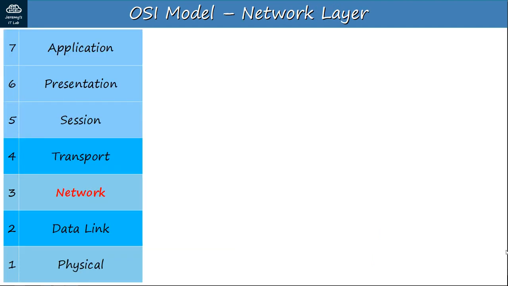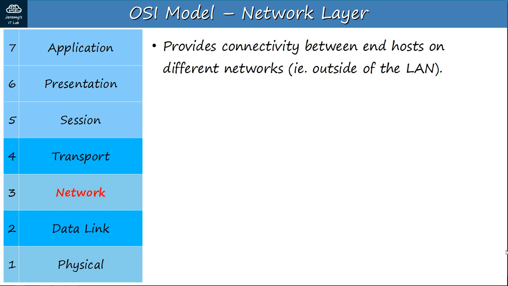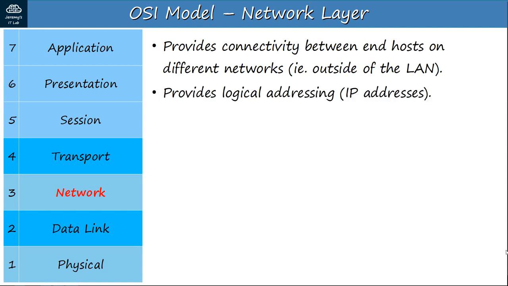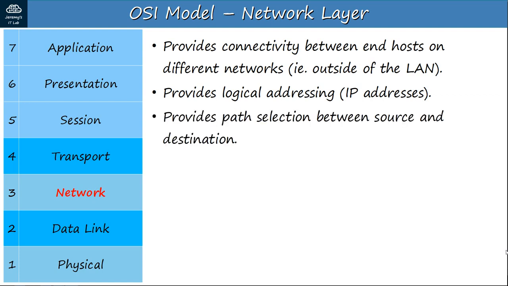Layer 3 of the OSI model is the network layer. The network layer provides connectivity between end-hosts on different networks. For example, outside of the local area network, or LAN, which we mentioned briefly in the Day 1 video. Layer 3 provides logical addressing in the form of IP addresses, something you've probably heard of before. Layer 3 also provides path selection between source and destination.